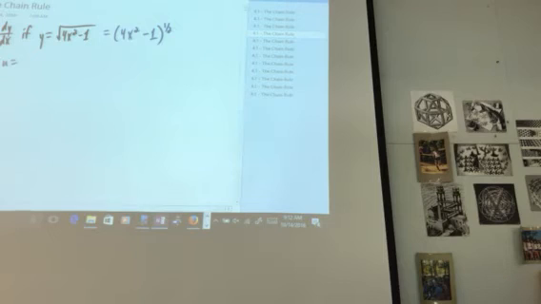4x squared minus 1. So that's u. And then what's y as a function of u? Y equals u to the 1/2. Okay, and we wind up with two functions, neither of which is a composite function, that we can differentiate using simpler means that we previously learned and mastered. So du dx is 8x, and dy du is 1/2 u to the negative 1/2, which is 1 divided by 2 square root of u.